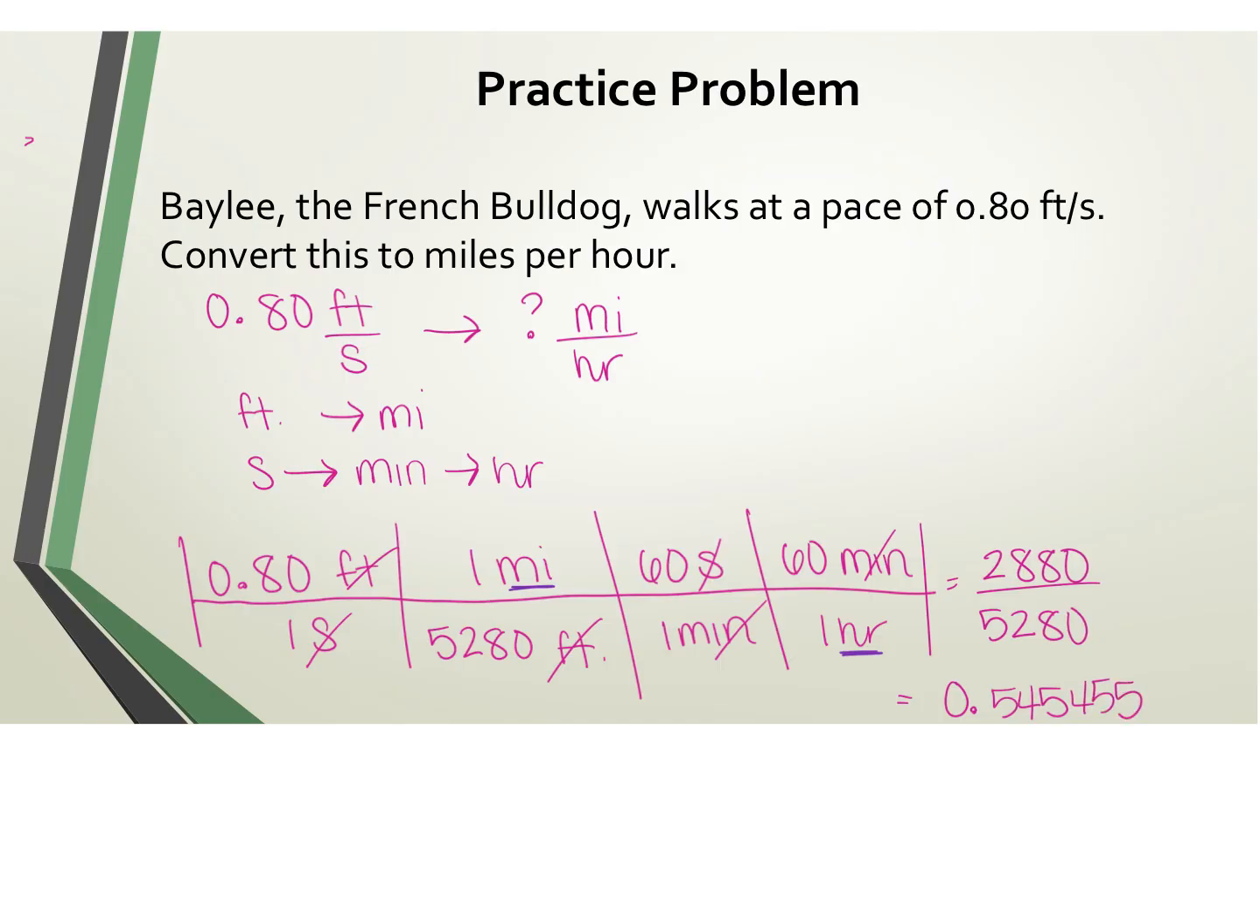And then the last step is just to round to the number of sig figs. 0.80 has 2 sig figs, 5280 has 3, and then again our times don't count since they're definitions. So this is our limiting sig fig, which is 2. That means our answer can only have 2 sig figs. That 5 causes us to round, so we're going to write 0.55 inches per second.